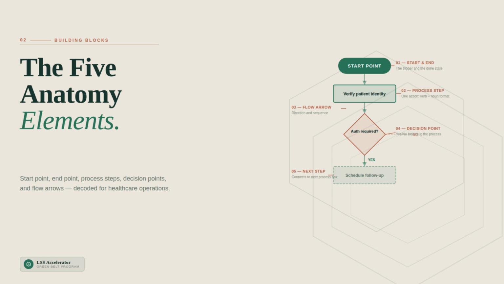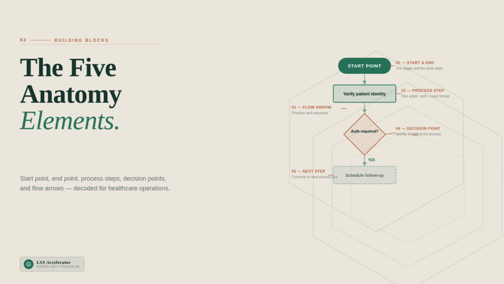Fourth, decision points. These are the diamonds in your flowchart. They represent a yes/no or if/then branch in the process. Does the patient have a primary care provider on file? If yes, go this way. If no, go that way.